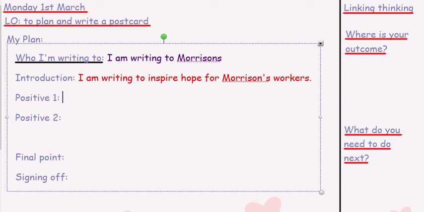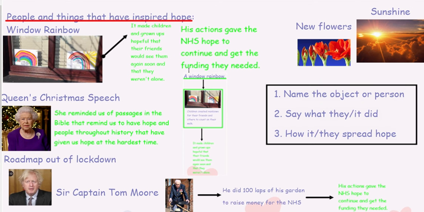But for now, let's do our plan. Okay, so I'm going to move on to my page where I talked about the things that have inspired hope. So you'll see that in a second. So this was going back to this piece of work where we name the object or the person, say what they did and how it spread hope.